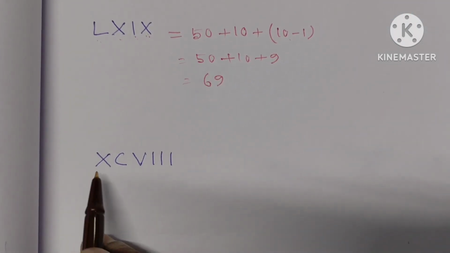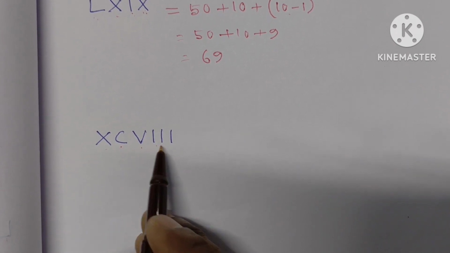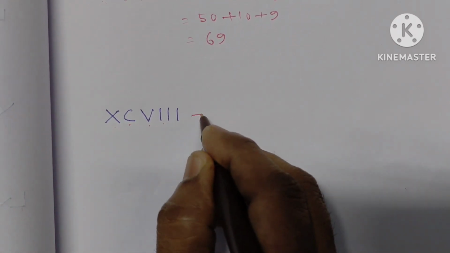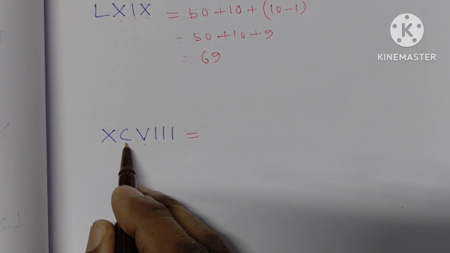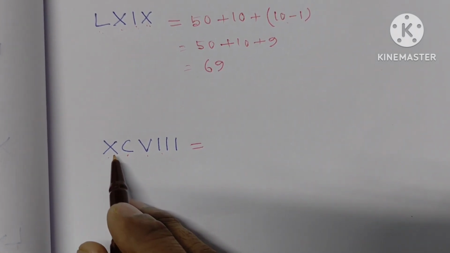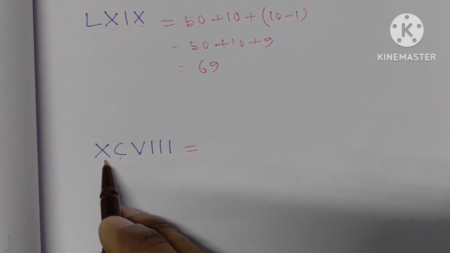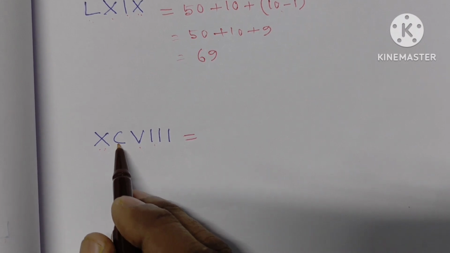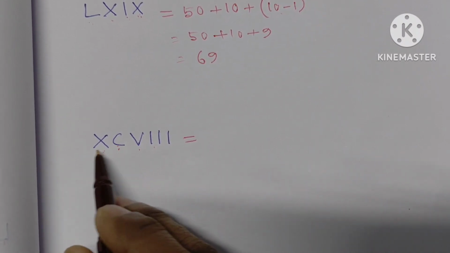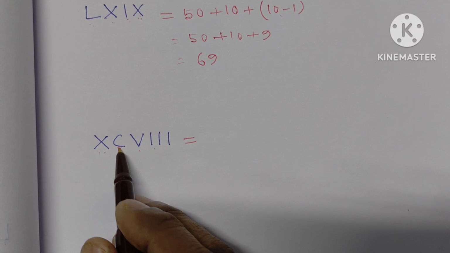Then the last one is XCVIII. We know that this one is the larger one, this one is the smaller one. We know that the smaller symbol written before the larger symbol is subtracted. That means what you have to do?